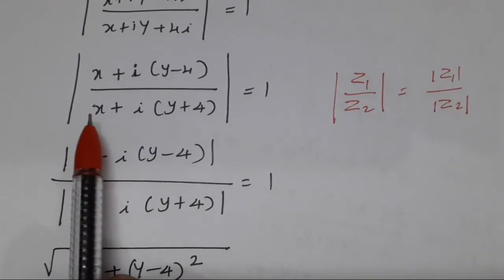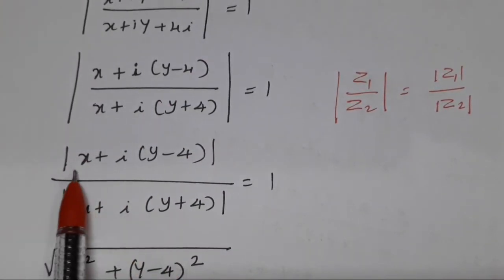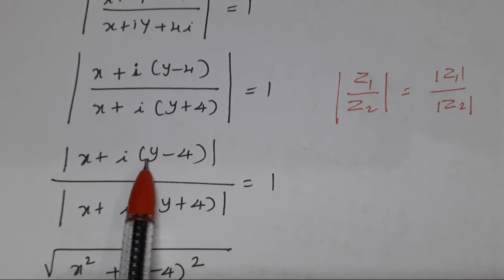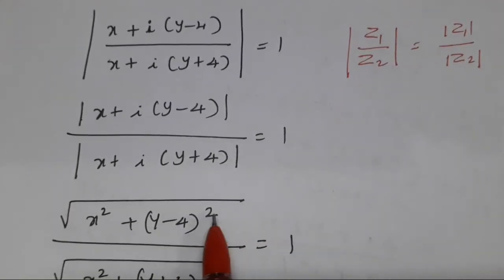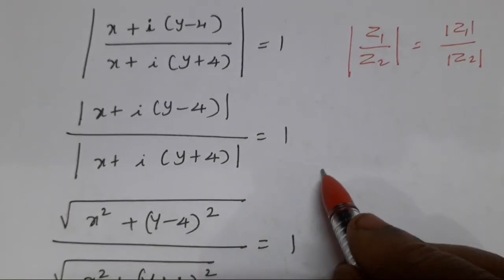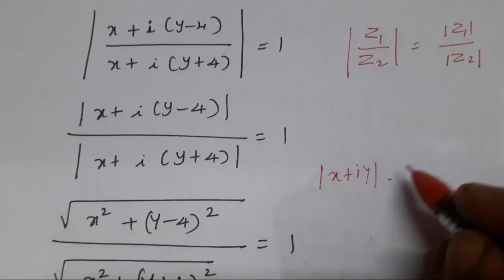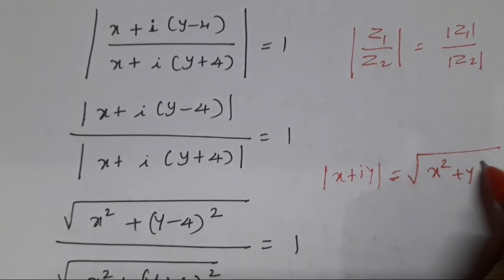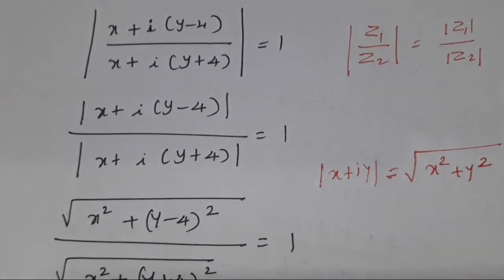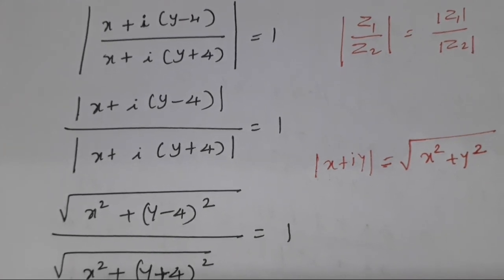Similarly, the whole modulus is taken as numerator and denominator. Modulus of x plus i into y minus 4, again modulus of x plus i into y plus 4, equal to 1. We remember what the modulus of x plus iy is. Having the modulus means nothing but the square root of real part square plus imaginary part square. Recall that modulus as well as the properties; learn the property easily to understand the sums.